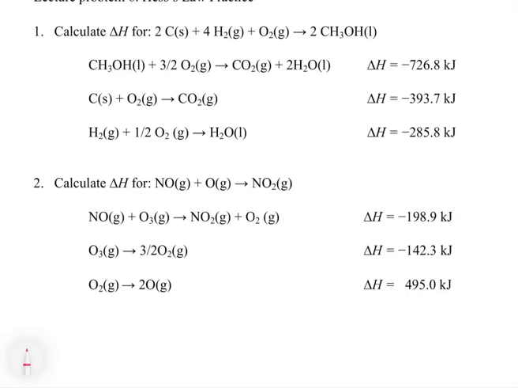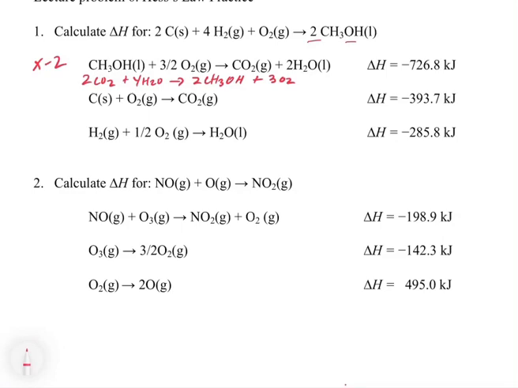So in the first one, I notice already that I'm probably going to have to do some kind of flip here, because I have a methanol on the product side in my target reaction, but the methanol is on the reactant side. So I know I'm definitely going to have to do a -1 for this one. But let me check the coefficient. So I have 2 methanol in my product, so I know that I'm going to have to do a times -2 here. So if I do that and I flip everything around, I'm going to get 2 CO2 plus 4 H2O gives 2 CH3OH plus 2 times 3 halves is 3 O2.